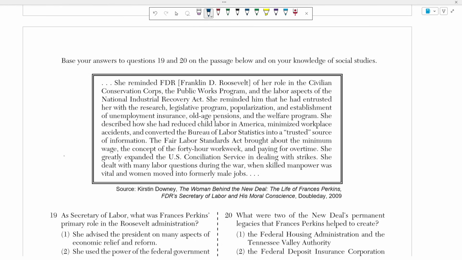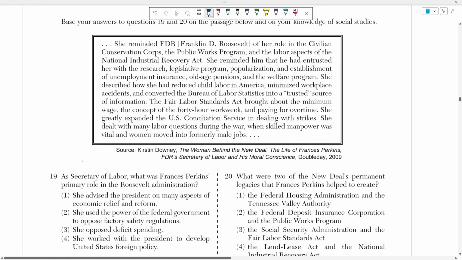So, as Secretary of Labor, what was Frances Perkins' primary role in the Roosevelt administration? Well, she's involved in making sure that the government is supporting businesses that are fair. This whole blurb is telling us how she worked in countless business administration positions, right? She was in the National Industrial Recovery Act. She was in the Conservation Corps. These are all programs that were created to help Americans get jobs, help Americans keep jobs, and help Americans make money during the Great Depression.